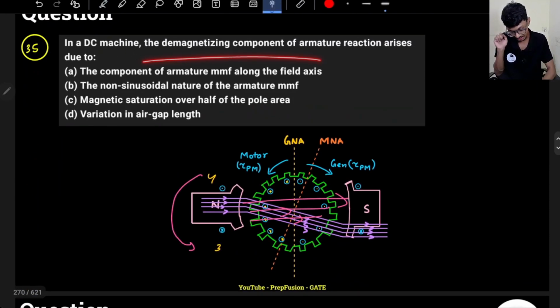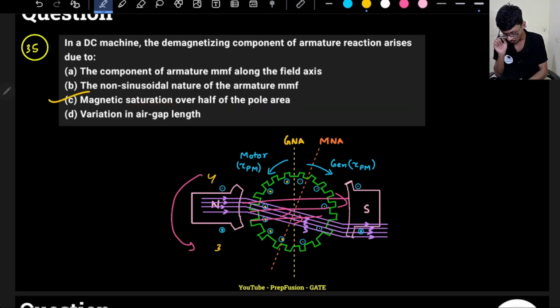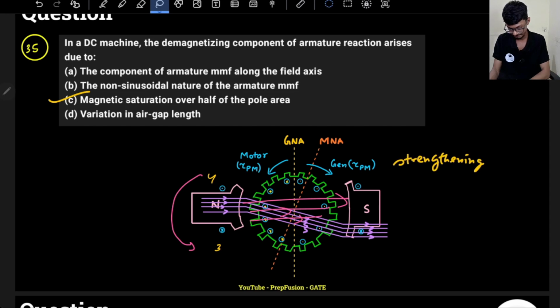So in a DC machine, the demagnetizing component of the armature reaction arises due to the magnetic saturation over one half of the pole area. As there is magnetic saturation, my strengthening of flux will be lower. If I had 4 flux lines on the top and the bottom, the top flux lines will not increase due to saturation, but the bottom will decrease. So there is more weakening than strengthening. Strengthening is less than weakening. As strengthening is less than weakening, what will happen?